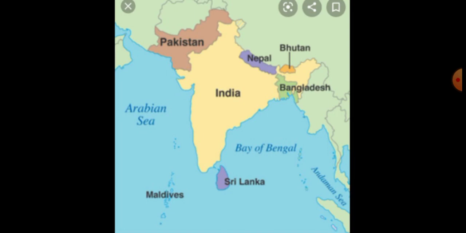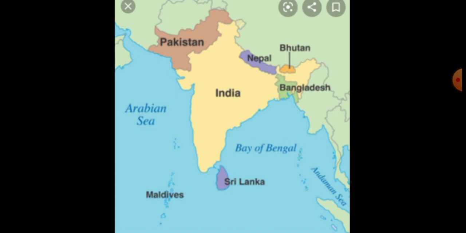Okay, then many languages are spoken by Indian people. Which is our national language? Hindi. Hindi is our national language, and our official languages are Hindi and English. Then which is the capital of India? New Delhi. But which is the largest city in India? Mumbai. Mumbai is the largest city in India.